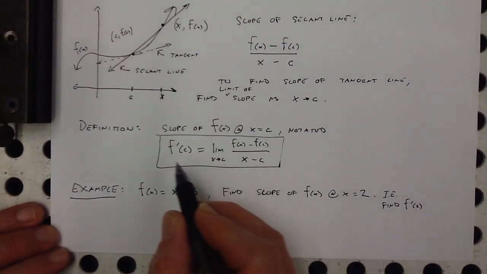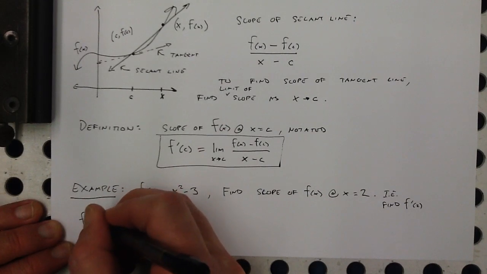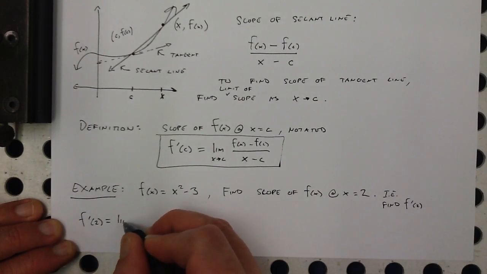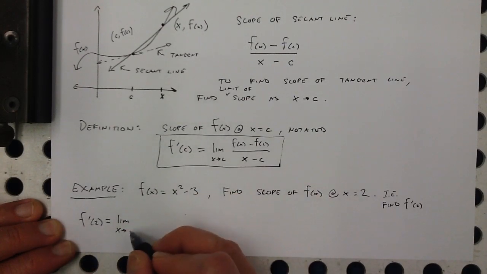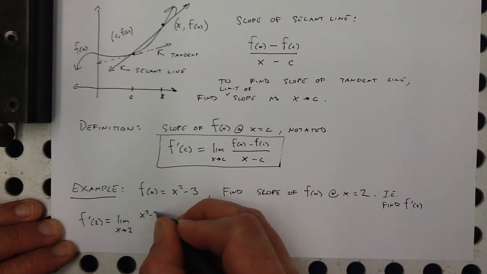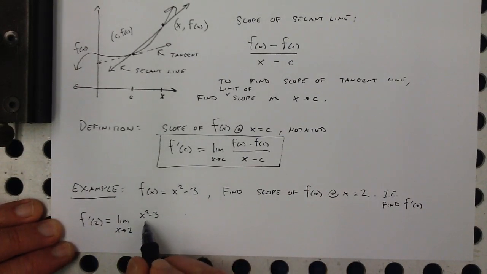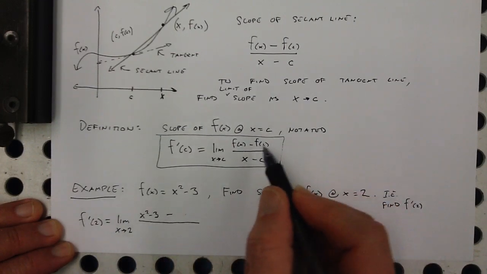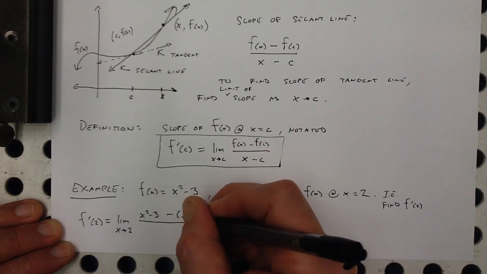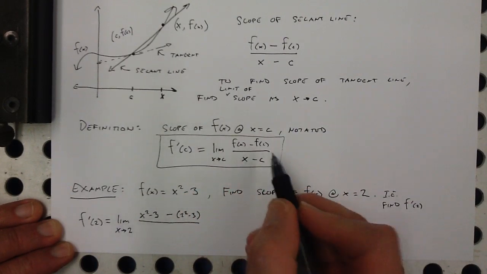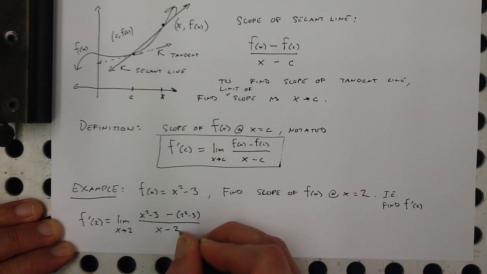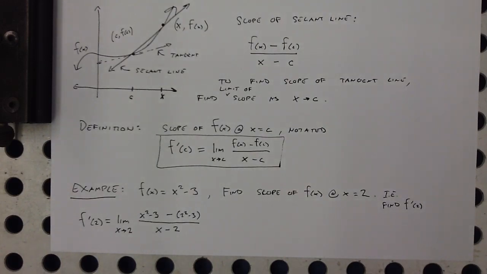So let's see if we can do it. Here's our recipe for doing this. f prime of 2 is equal to, notice that the 2 is taking the place of the c, right? That's the actual value we're doing it at. It's the limit as x approaches 2, that's the place we're interested in, of f of x, so f of x is this thing, x squared minus 3. This is a limit, so we're expecting x's to show up here, that's not a problem, minus f of c. Now c is 2, so that's f of 2. What do you get when you plug 2 into this function? You get 2 squared minus 3. So I'm plugging in an actual number now, because c is 2. Over x minus c. All right, so there's the setup.